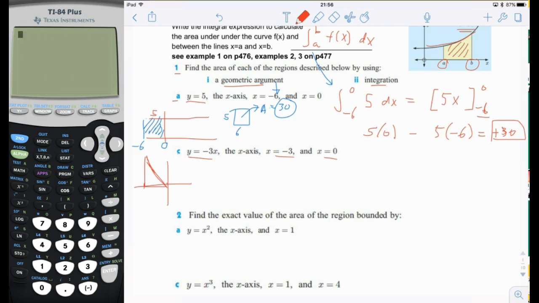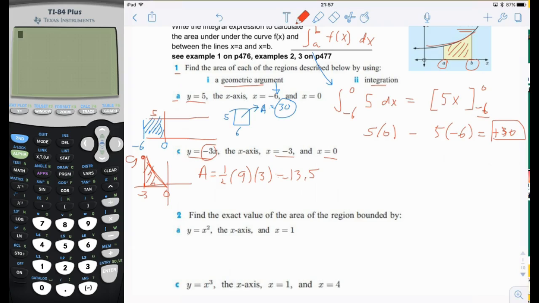Okay. So, -3, 0. And what's the height here? Well, if we put -3 into the function, we get -3 times -3, so it's 9. Okay, so we have a triangle that is 9 tall and 3 wide. So to find the area of this triangle, it would be 1/2 times 9 times 3. So it would be 13.5.